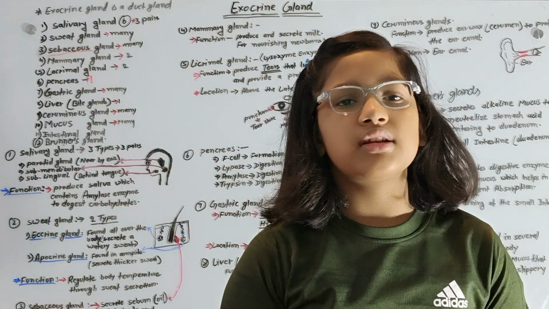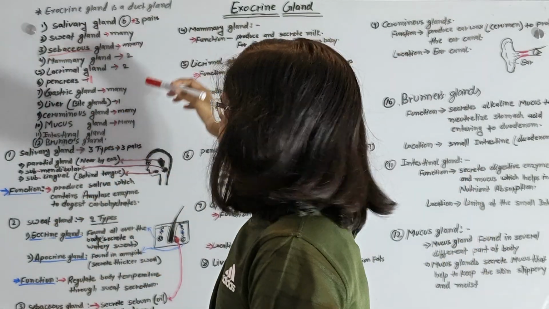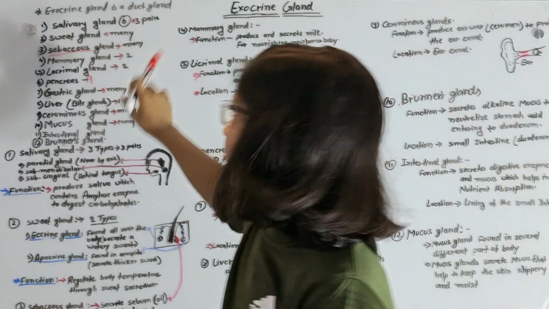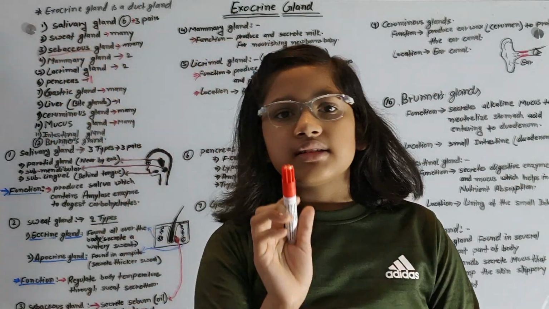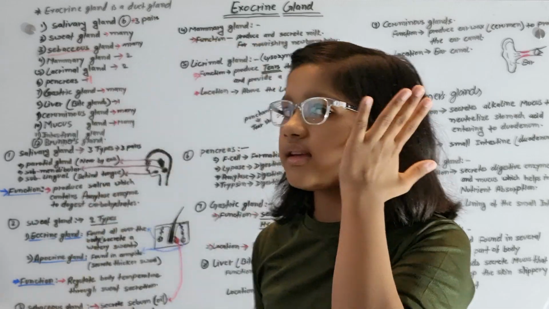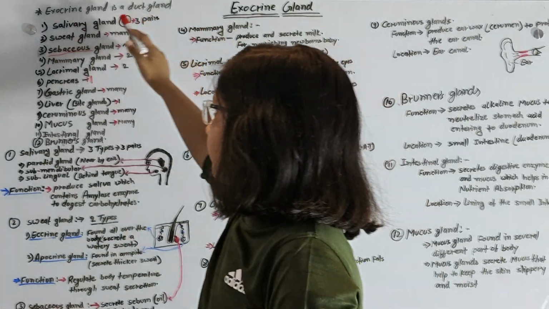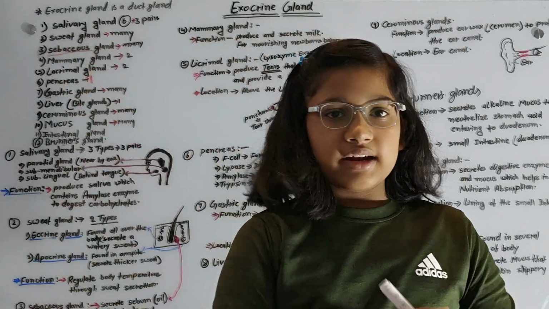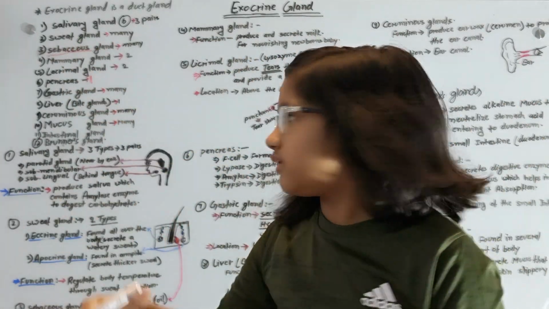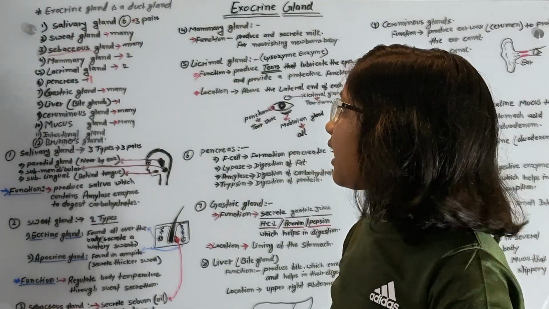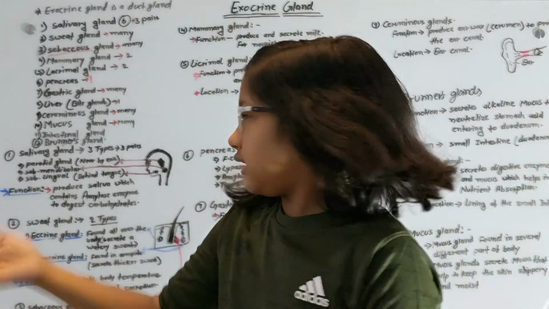Now we will study some names of the exocrine glands. There are some glands in the exocrine gland. First is the salivary gland. Salivary glands are six, three this side and three this side. So salivary glands are six in three pairs. Now sweat gland. Sweat glands are many. Okay. Now sebaceous gland. These glands are also many.